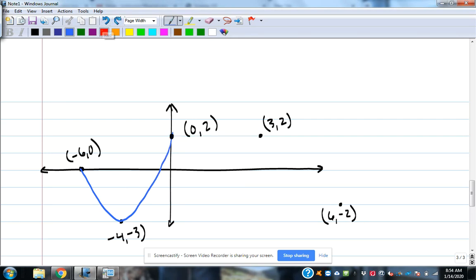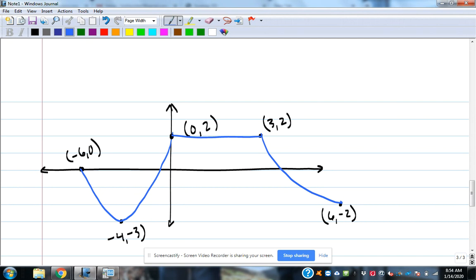I need a straight edge. That's what I need. So you want your graph to look something like that. This should be a flat line right here, just a straight line between those 2 points, because they have the same y value.